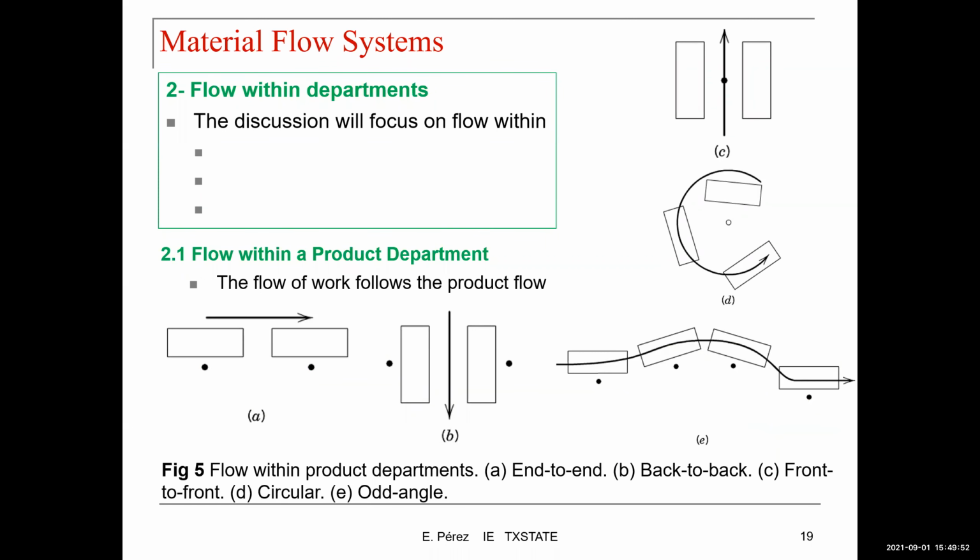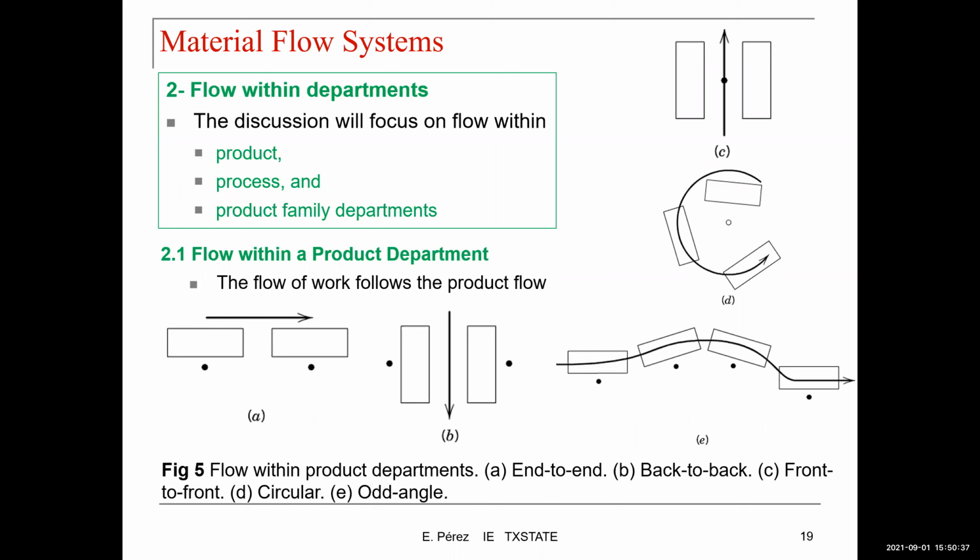flow within departments. This discussion will focus on flow within product, process, and product family departments. So there's a difference between them, and we're going to talk about that now. For a flow within a product department, the flow of work follows the product. Okay, so what that means is everything that we are designing for a product flow will be focusing on that specific product, and everything will revolve around the product.